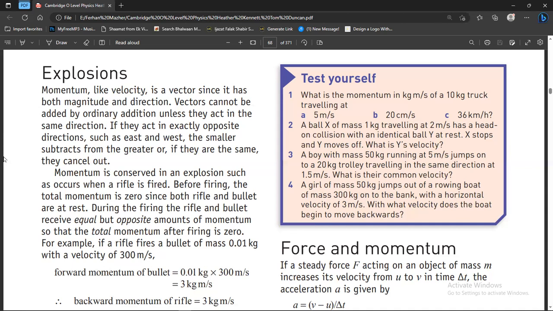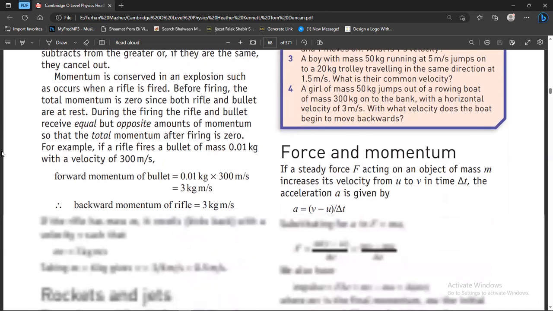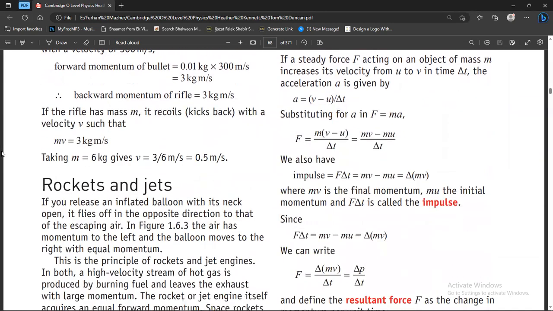For example, if a rifle fires a bullet of mass 0.01 kg with a velocity of 300 meter per second, the forward momentum of the bullet is its mass multiplied by its velocity, that is 0.01 kg multiplied by 300 meter per second, and that will be 3 kg meter per second. The backward momentum of the rifle will be 3 kg meter per second.